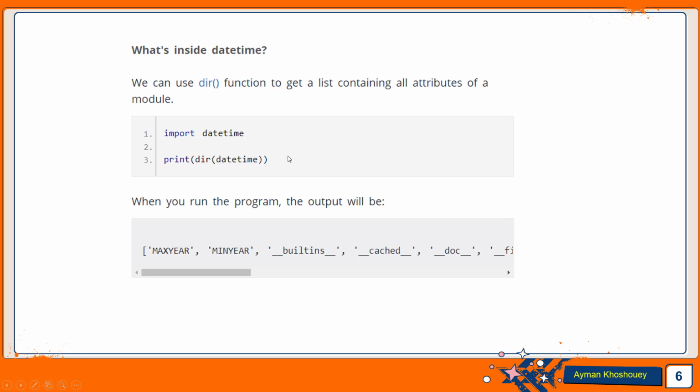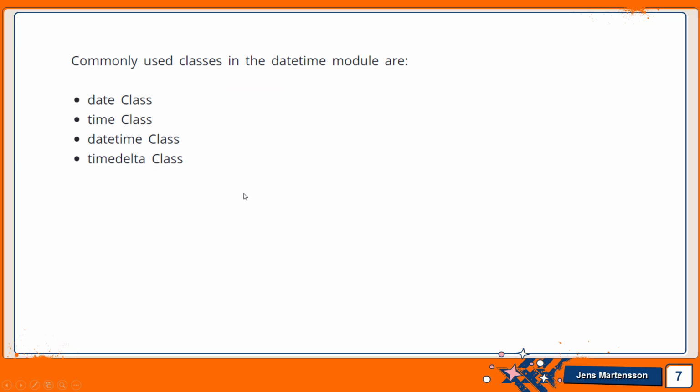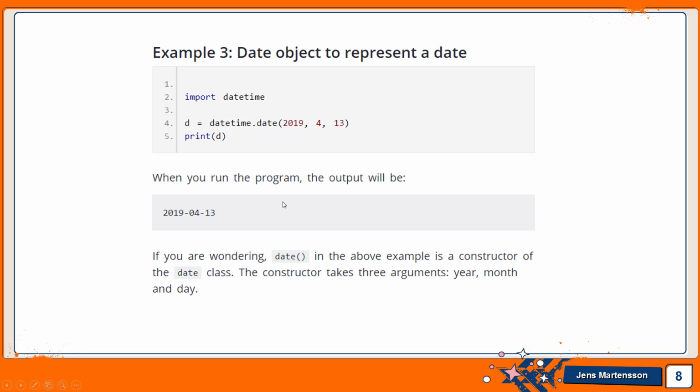It gives you the current local date in a simple way. If you want to see what is inside datetime, all its methods, you can import datetime and print dir. We talked about dir before. Dir of datetime will show you all methods of datetime. Commonly used classes in the datetime module are the date class, time class, datetime class, and timedelta class.